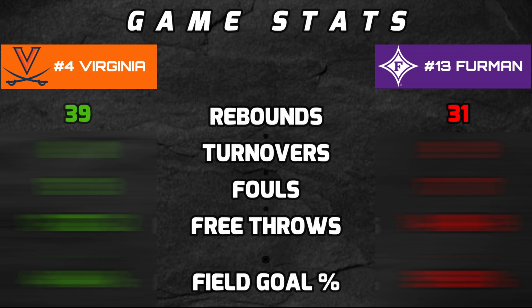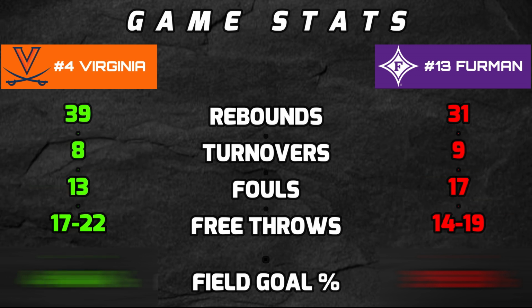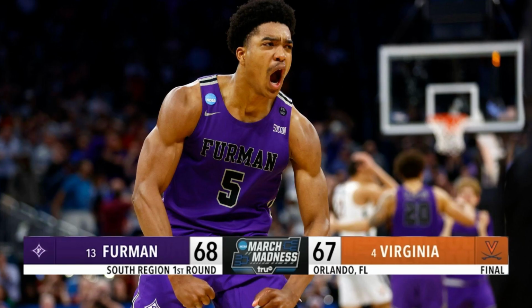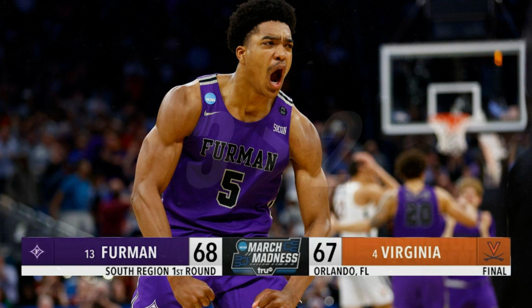Virginia out-rebounded Furman. They had fewer turnovers, fewer fouls, more made free throws, and on top of all of this, Virginia had a field goal percentage of 44%, while Furman shot just 39%. That's right, Virginia shot 5% better from the field than Furman did. So how did Virginia lose this game? Well, all it really comes down to is the fact that 3 is greater than 2.